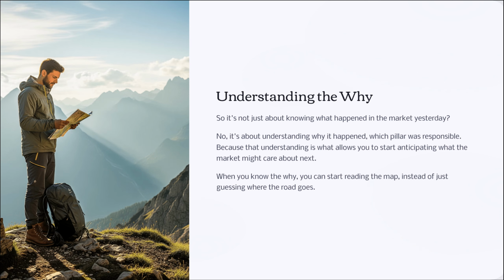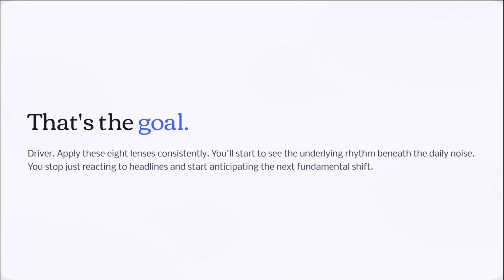So it's not just about knowing what happened in the market yesterday? No, it's about understanding why it happened, which pillar was responsible. Because that understanding is what allows you to start anticipating what the market might care about next. When you know the why, you can start reading the map instead of just guessing where the road goes. That's the goal. Identify the dominant driver. Apply these 8 lenses consistently. You'll start to see the underlying rhythm beneath the daily noise. You stop just reacting to headlines and start anticipating the next fundamental shift.